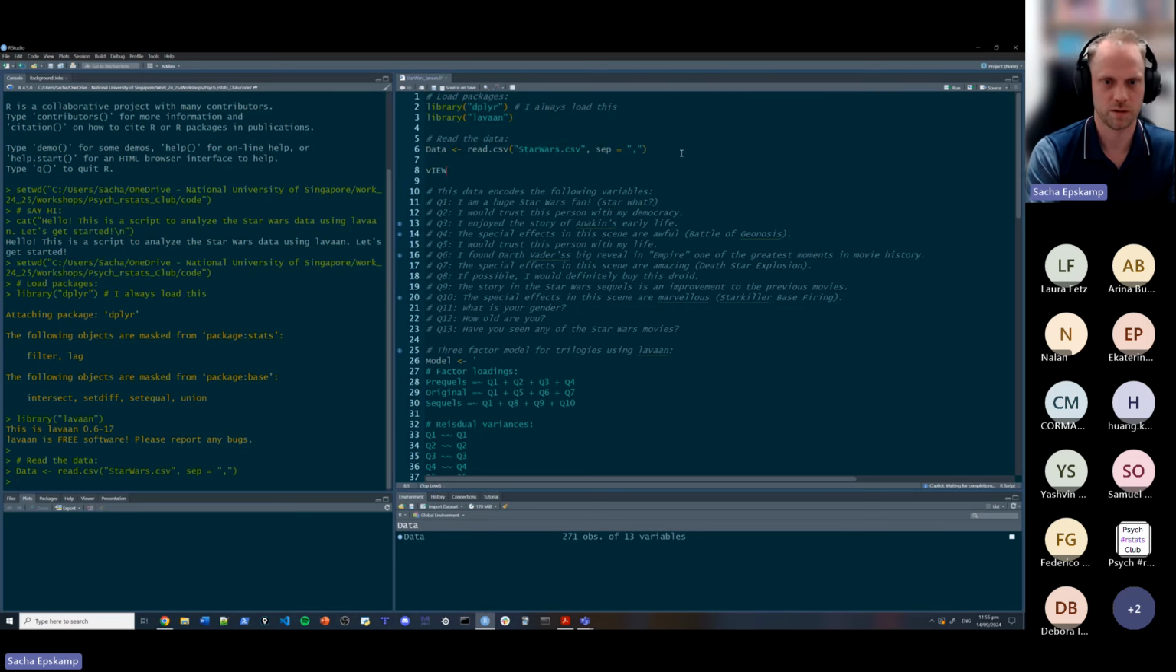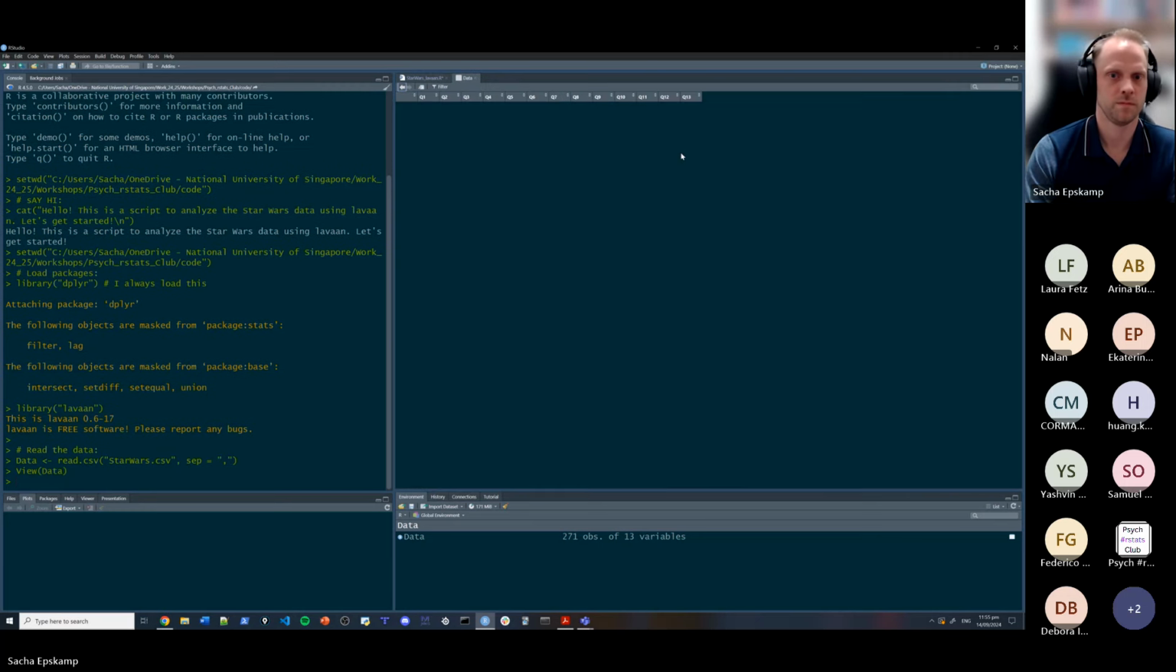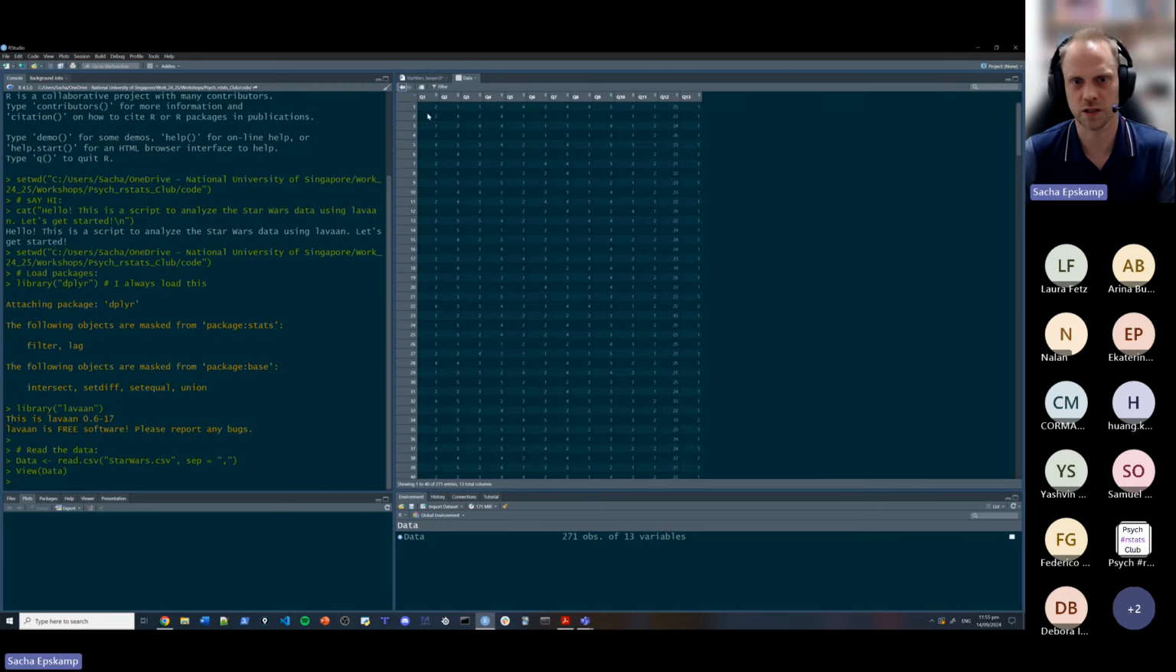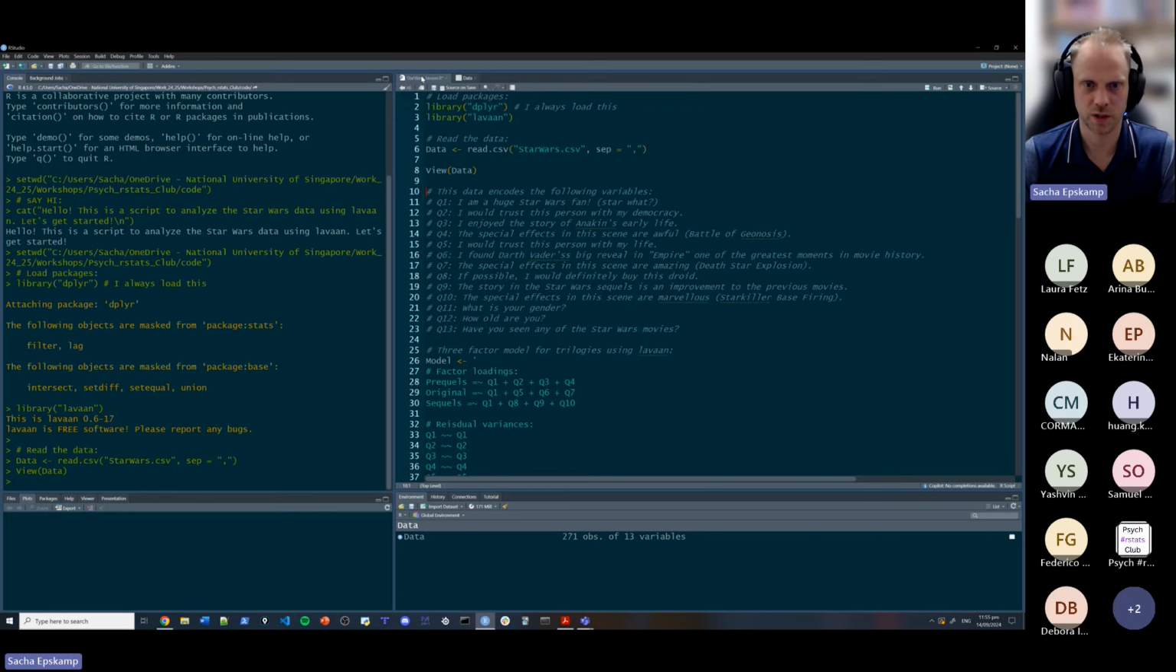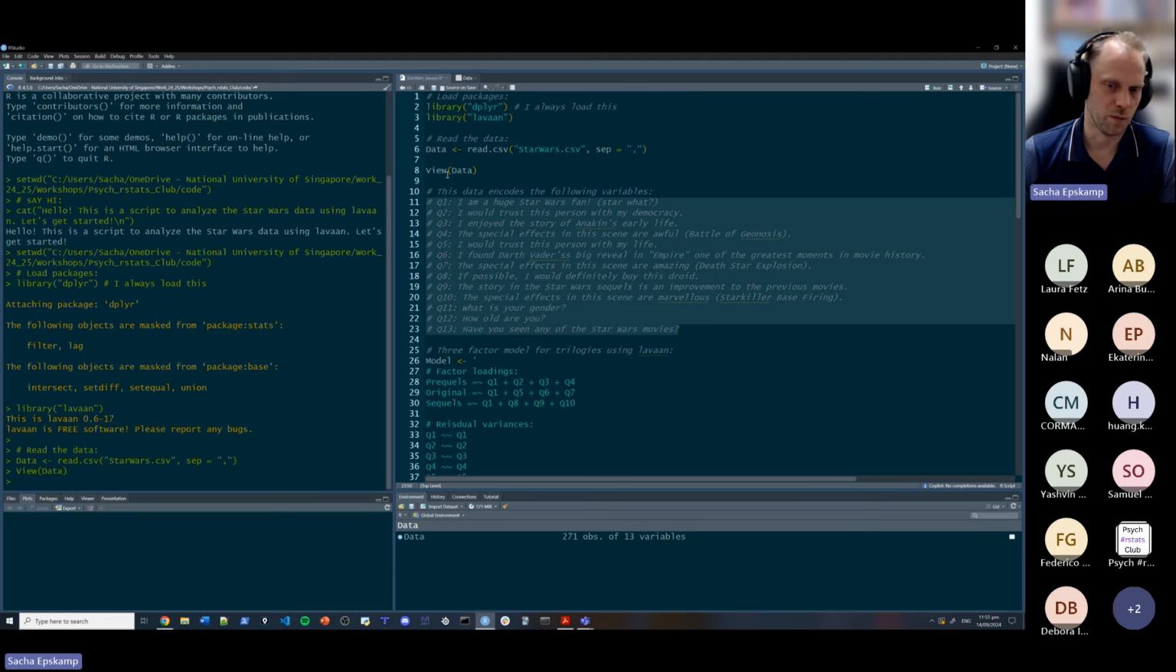Let's take a look at that. It looks like this. So I have questions and people, 271 items. We sent it around on Twitter and stuff. That was quite nice. Got a lot of responses. These are the questions. And then we can model that using lavaan.